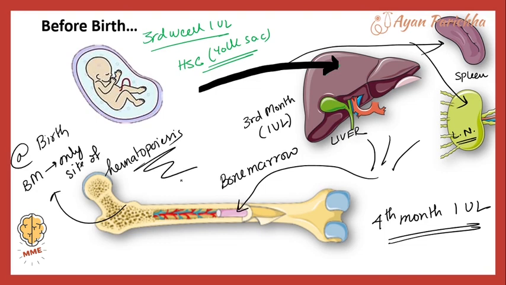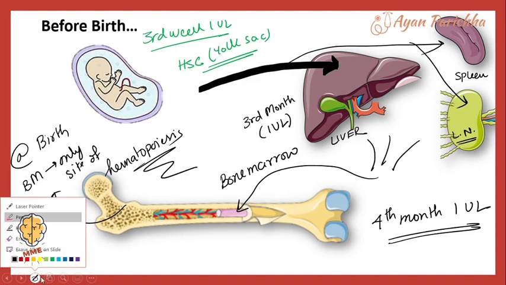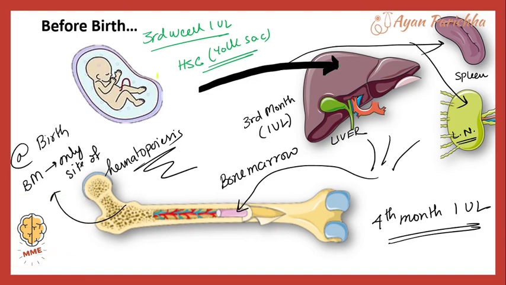Okay, so basically this is the idea. Let's sum up what we learned, the story before birth. Around the third week, hematopoietic stem cells were in the yolk sac. Then at around the third month, they came mainly to the liver. Some very few went to the lymph node and very few went to the spleen, right?